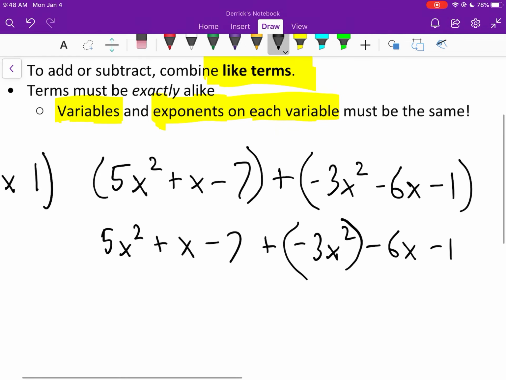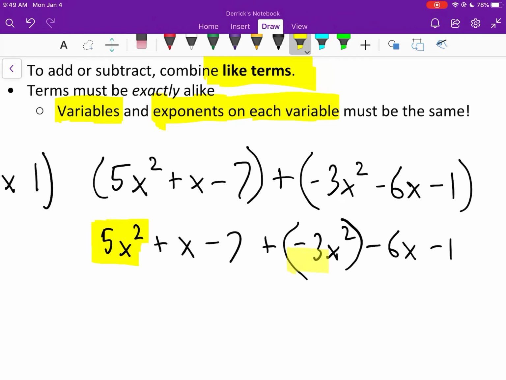Now that we've got rid of those parentheses and we can combine everything, we want to look for like terms. When I look at my first term here, I see 5x squared. Not only do I have a variable of x with that number of 5, but it is an x to the second power, an x squared. If I want to combine this 5x squared with a like term, that term will also have to have an x squared. It can't have anything extra either, meaning if it was an x squared but it also had a y with it, that would be a problem.